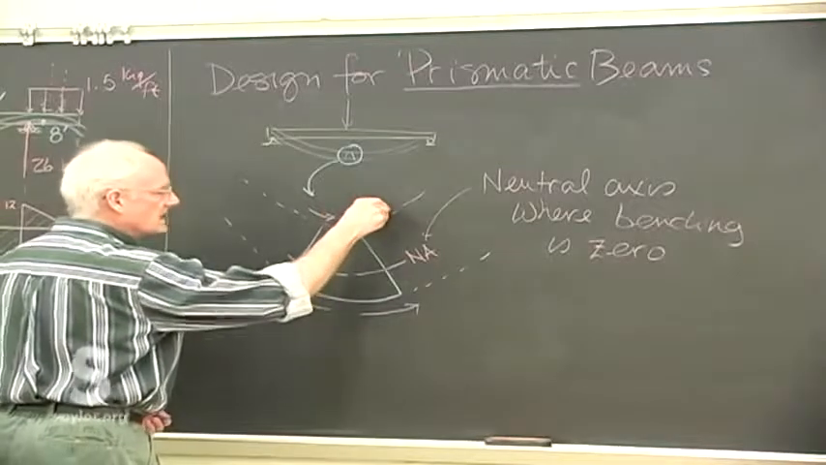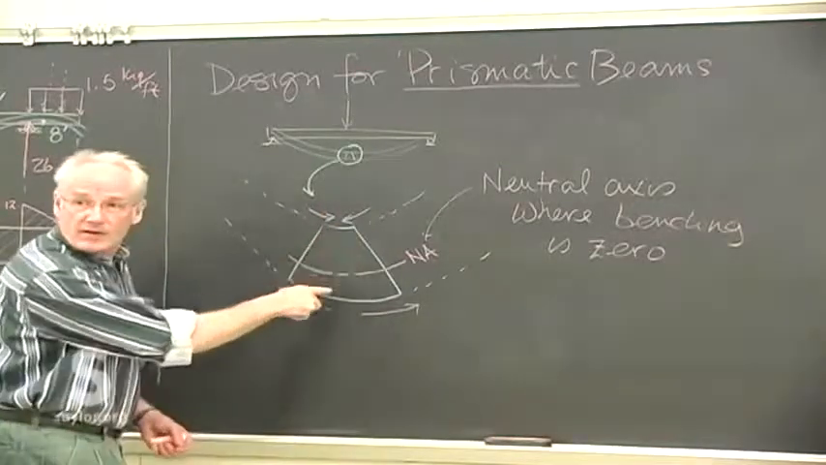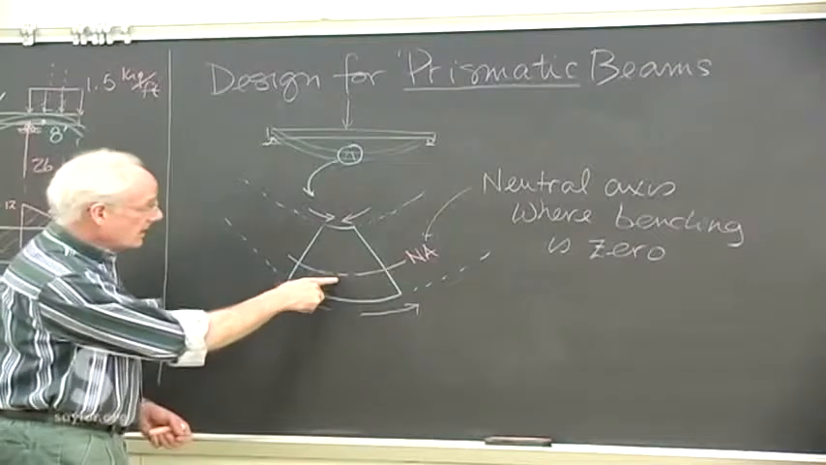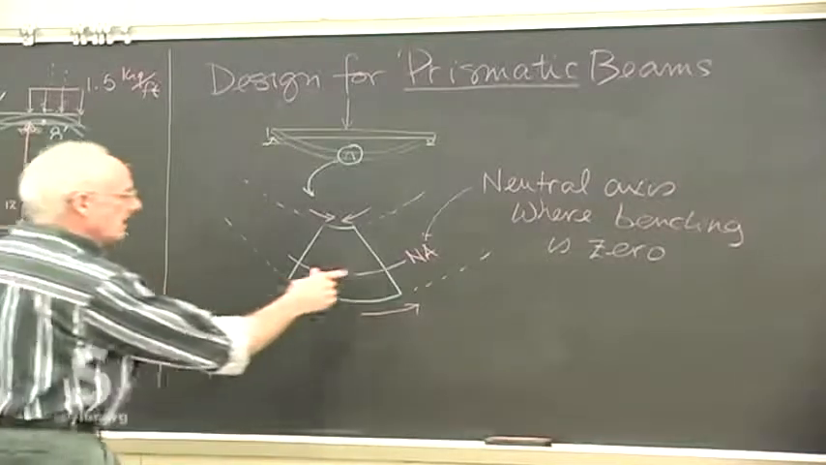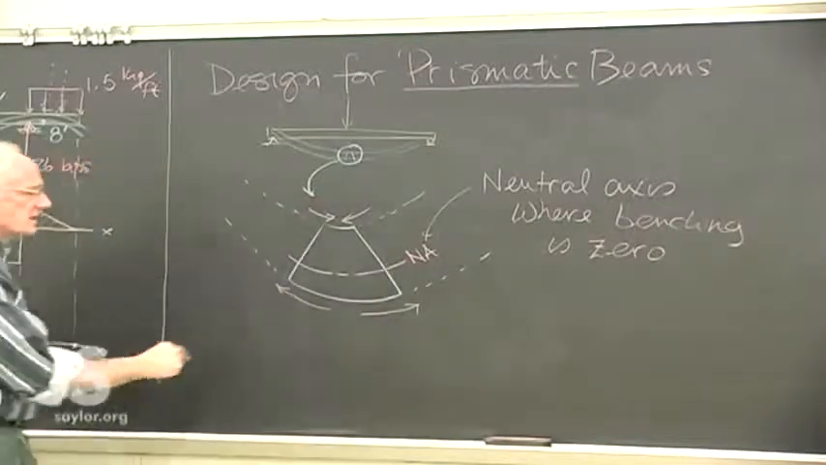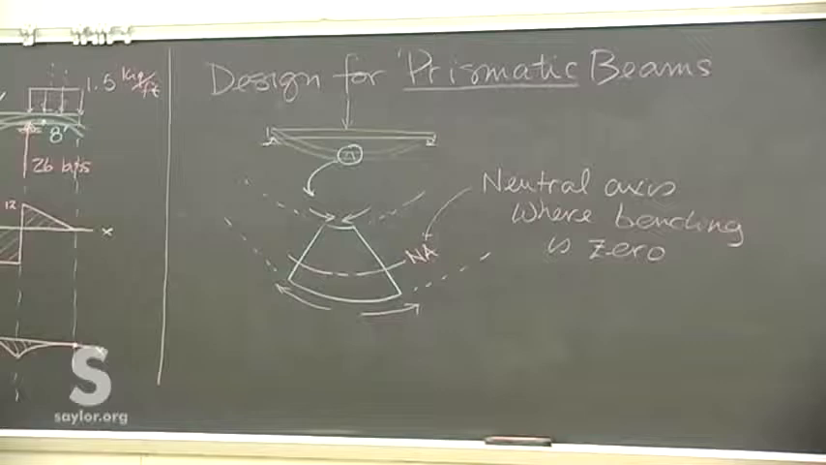It's compression on the top, somehow varies to 0 at the neutral axis and then becomes tension on the bottom. It may be linear in between. It might be parabolic in between. It might be a constant compression and all of a sudden a shift to tension. But we've got some place in the neutral axis where we go from compression to tension as we go down through the beam, and we need to find that spot.